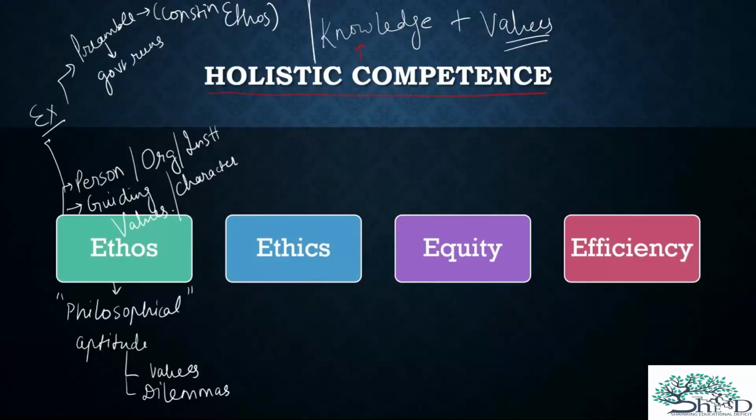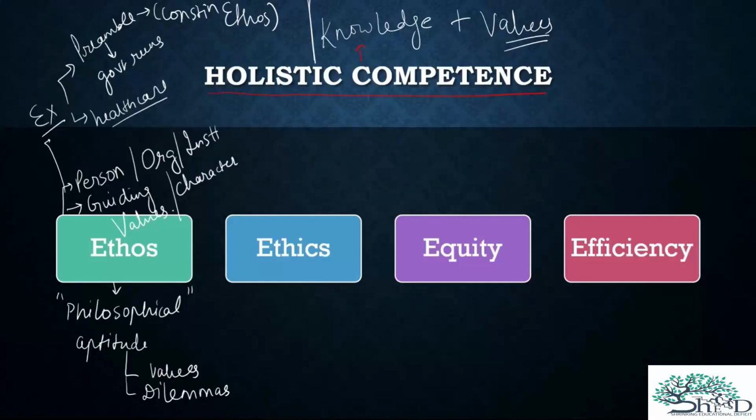Okay, I hope it is clear. Philosophical aptitude: the guiding values, the character of a person, organization or institution. Example: the preamble. Another example we can take is healthcare. What values do they follow? Impartiality, compassion, empathy, care ethics basically, right? So this is how ethos needs to be understood, basically the values you follow.